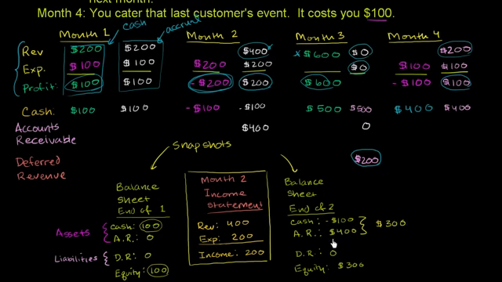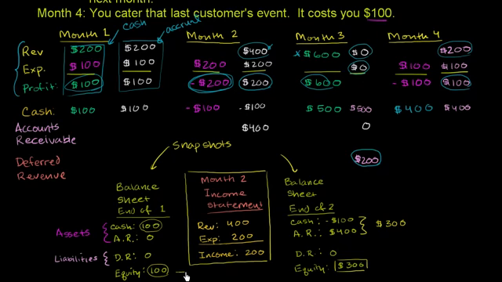And remember, accounts receivables are an asset because someone owes me something. Someone owes me cash in the future. I still have no liabilities. So you take all of your assets minus all of your liabilities, and now I have $300 in equity. So you can see the snapshot at the beginning of the month, 100 in equity. Snapshot at the end of the month, 300 in equity.